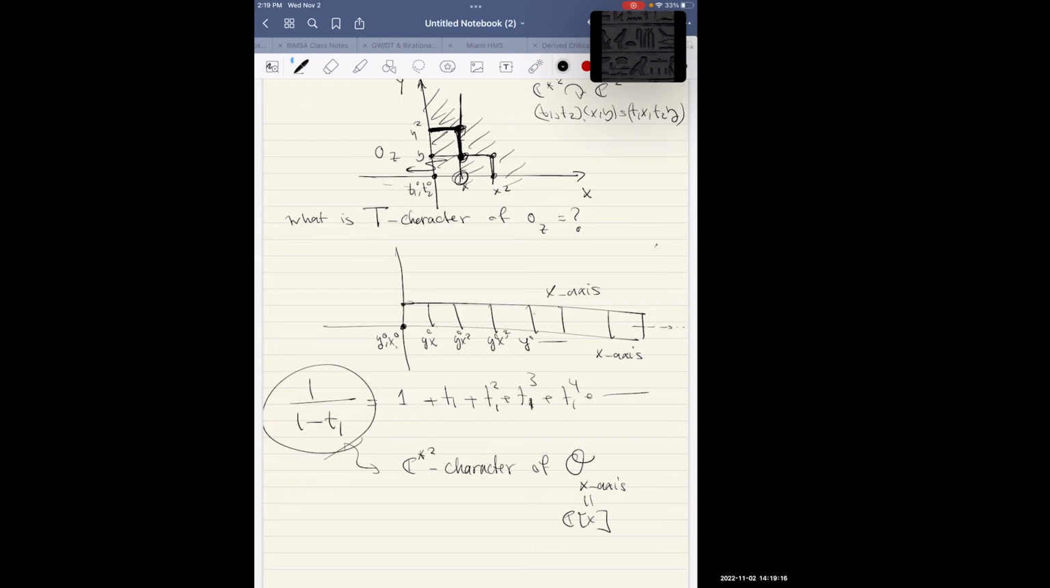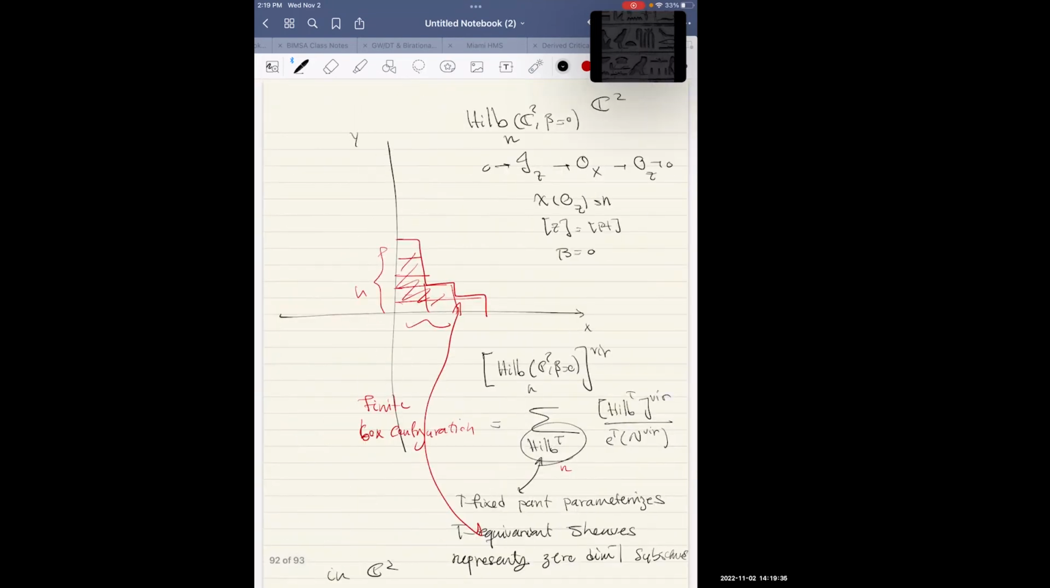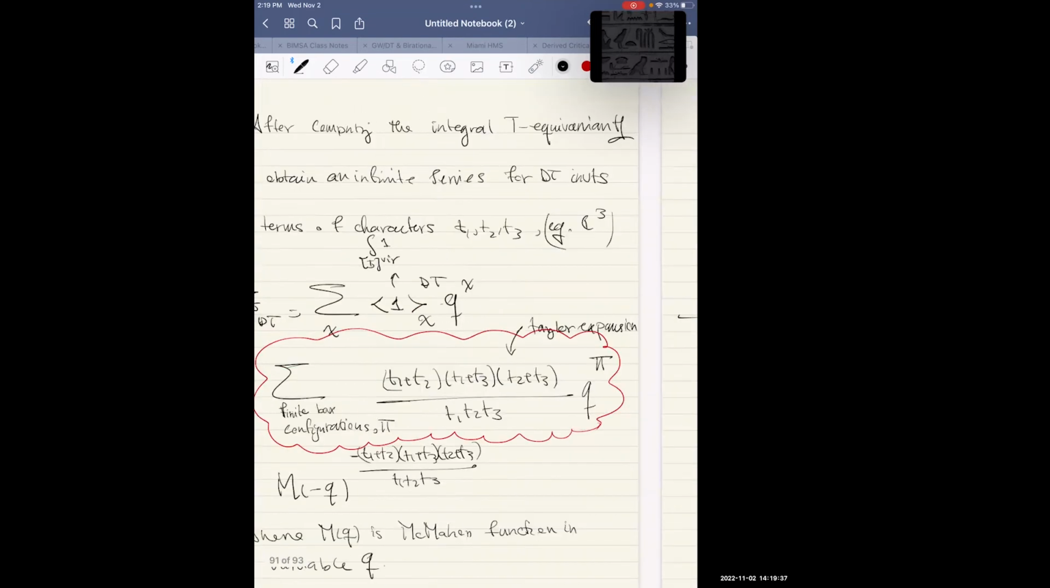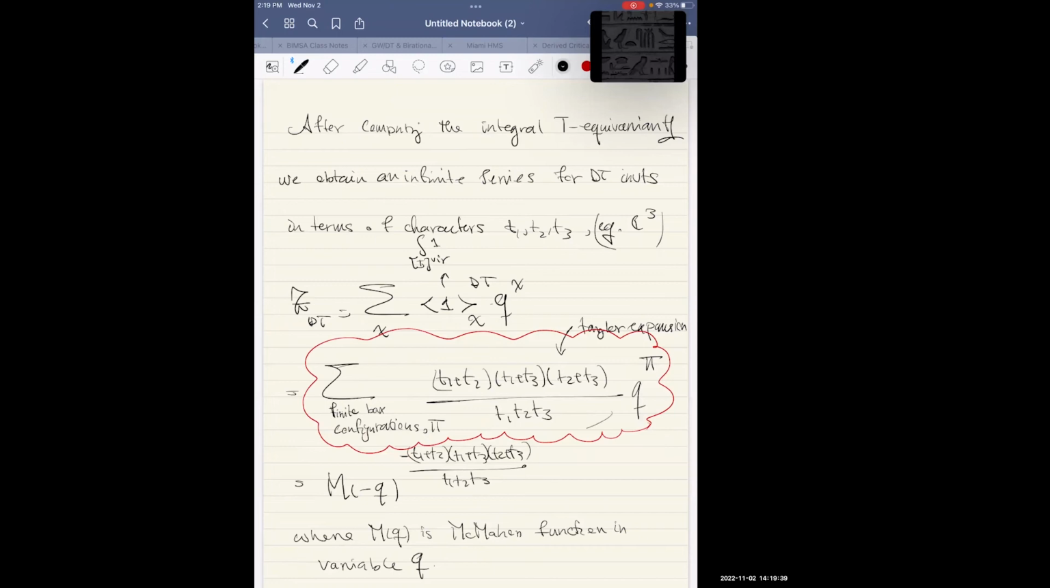Same way that the sheaf itself has T representation. If I have something like this, this also has a T representation. And this also gives me some description in terms of T1 and T2. Similar thing for X2. I would calculate those things and think of them as infinite series in terms of T1 and T2, but then via the Taylor expansion, it can be simplified to some expression like this.